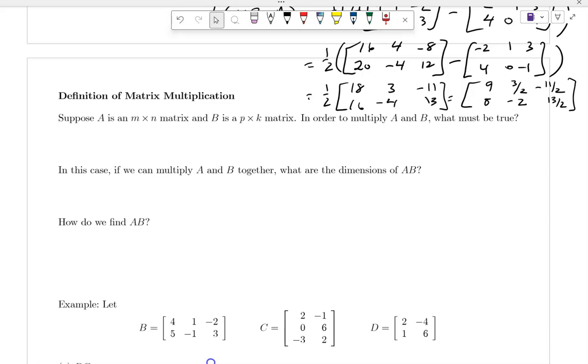So in order to multiply two matrices, we have to have a certain condition met first. The number of columns in the first matrix and the number of rows in the second matrix have to match. We need n to be equal to p. The numbers in the middle, the dimensions in the middle, have to match up to be able to do A times B.